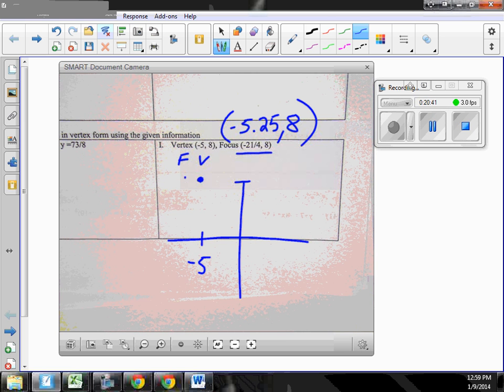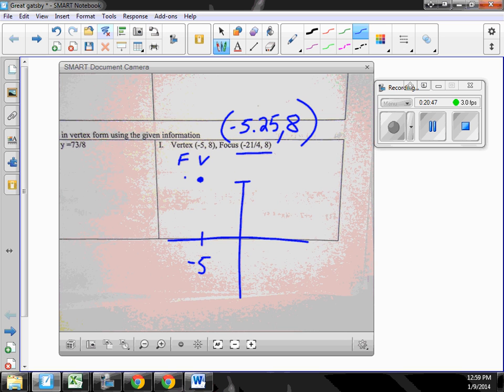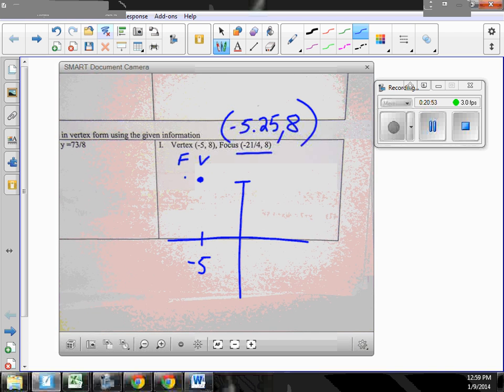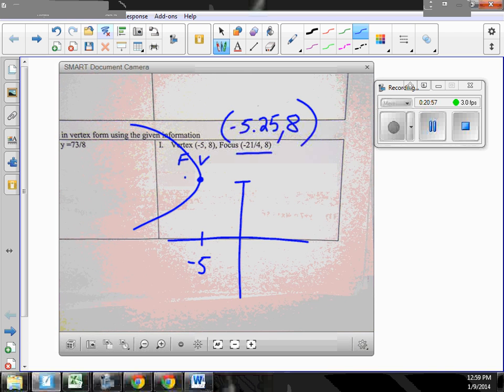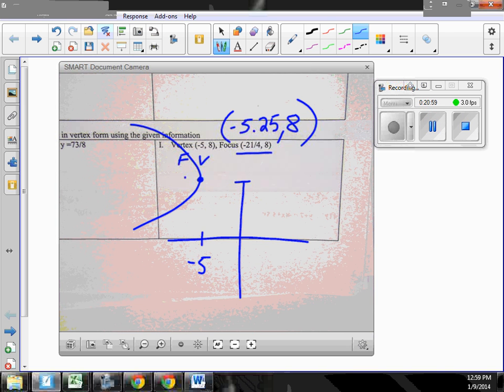The focus is the reflection point on your satellite dish. It's the place where all those rays bounce back. So the focus has to be inside the parabola. So I know it opens to the left. It's going to look something like this. I don't know how open it is yet. So I know which equation to use. Which equation do I use?